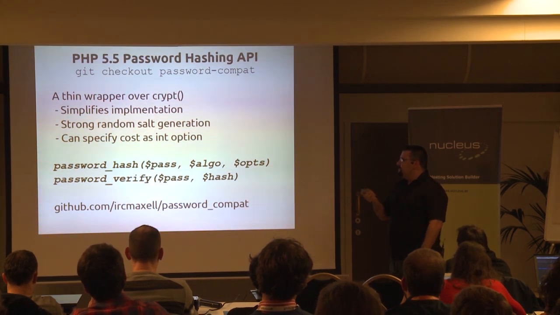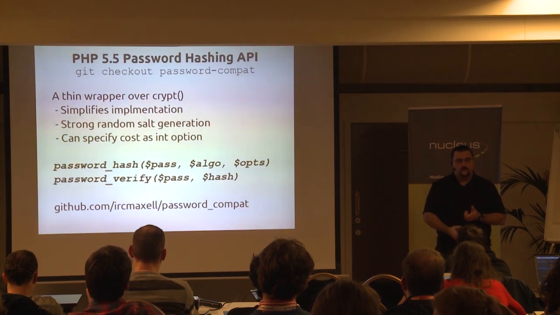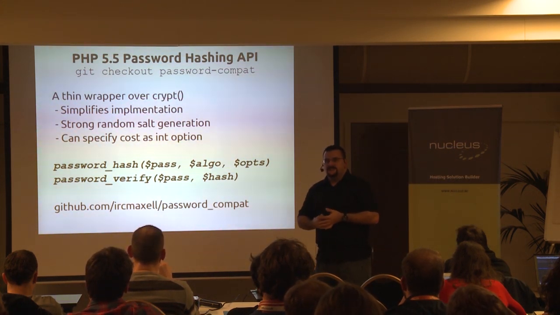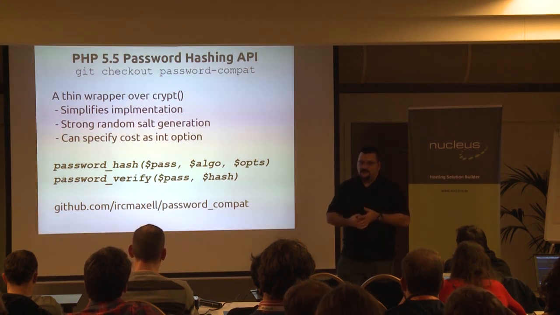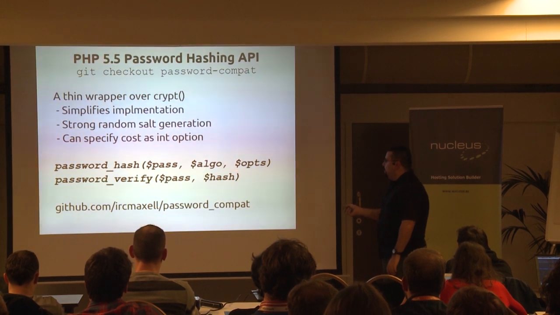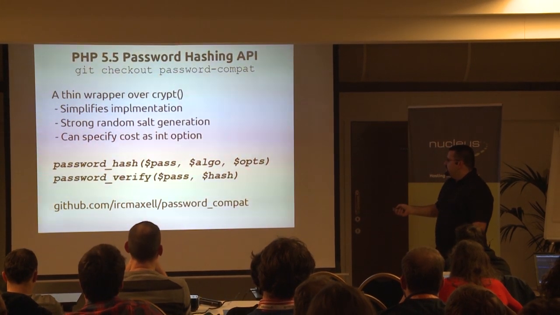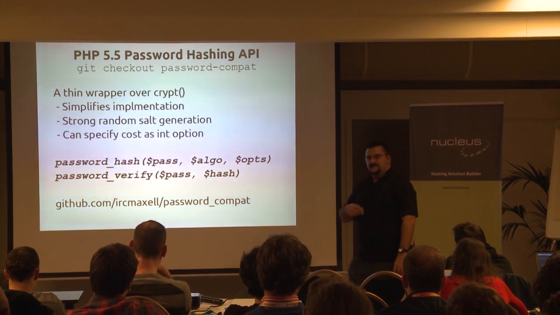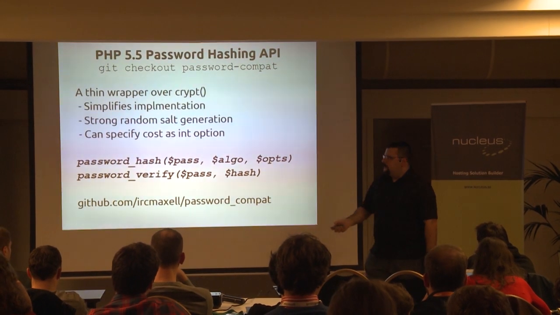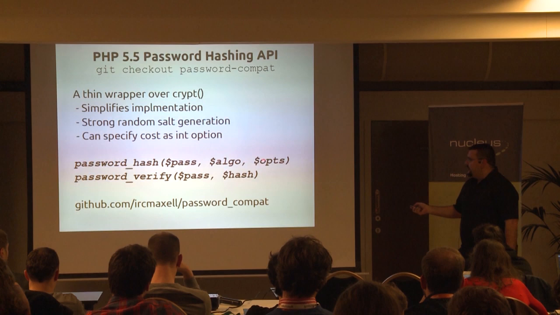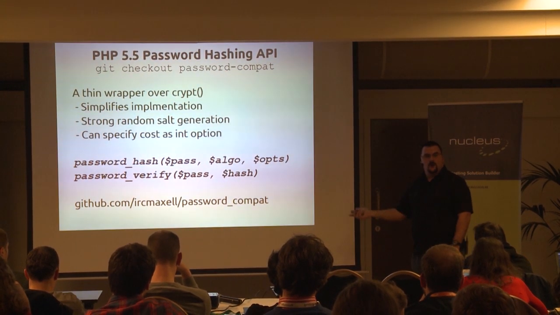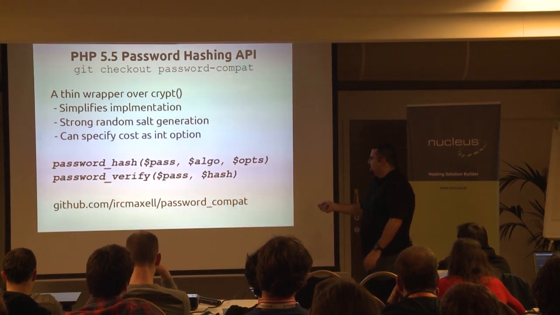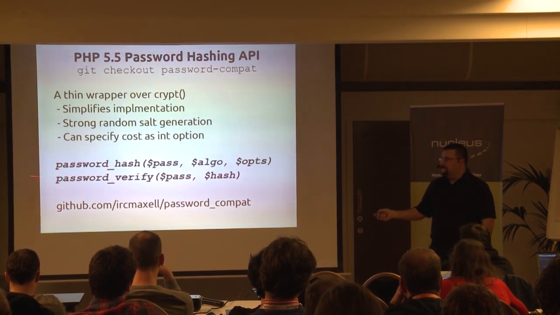So the thin wrapper basically does the salt generation for you, validates everything, does all the error handling, allows you to specify cost, and it's as simple as a single call. The options over here is an array, and it's an optional array. So it defaults to a cost of 10 if you don't specify it, but you can pass in the options array cost equals 11 and increase that cost. And then to verify the password, single function call, password_verify.